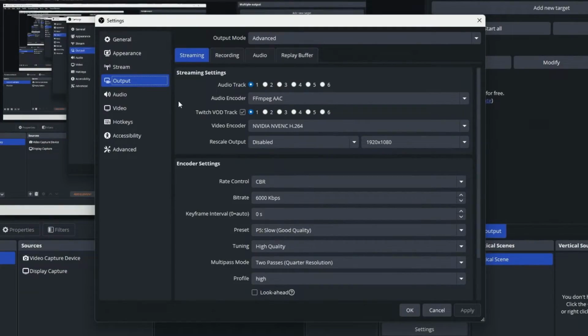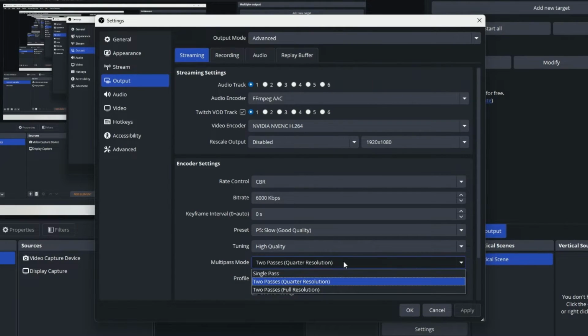So for our output settings for Nvidia for streaming, we are of course going to be using the video encoder, the Nvidia NVENC H.264, which is the hardware encoder. We will be doing CBR 6000, quality set to good, high for tuning, and for multi-pass, 2-pass quarter resolution. Now keep in mind, the only reason we're using this setting is because it was defaulted to it and I started streaming and didn't think to fix that. If I would recommend anything, always stream with 2-pass full resolution.